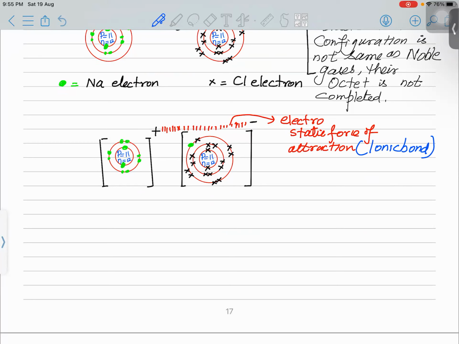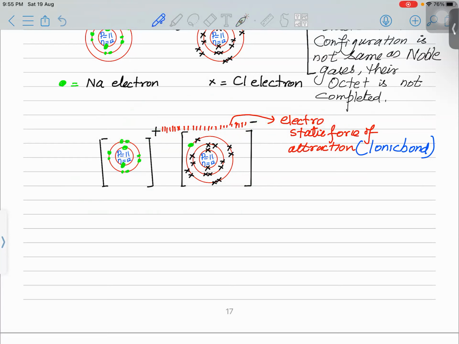Okay, now listen. You know that sodium has positive charge and chlorine has negative charge, right? So they are oppositely charged particles. So they attract each other through electrostatic force of attraction. This electrostatic force of attraction is known as ionic bonding. This sodium has positive charge. This chlorine has negative charge. So they attract. This attraction is called electrostatic force of attraction or ionic bond.